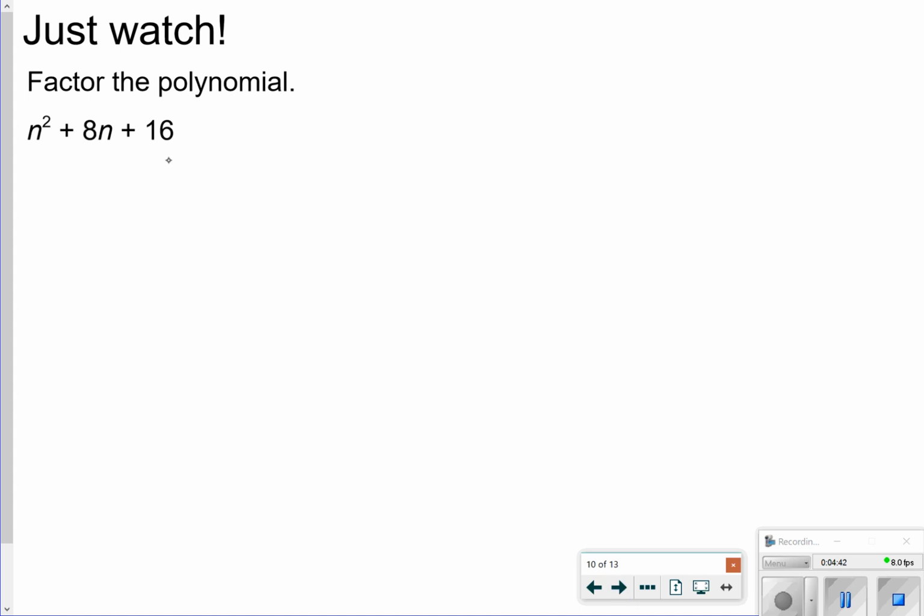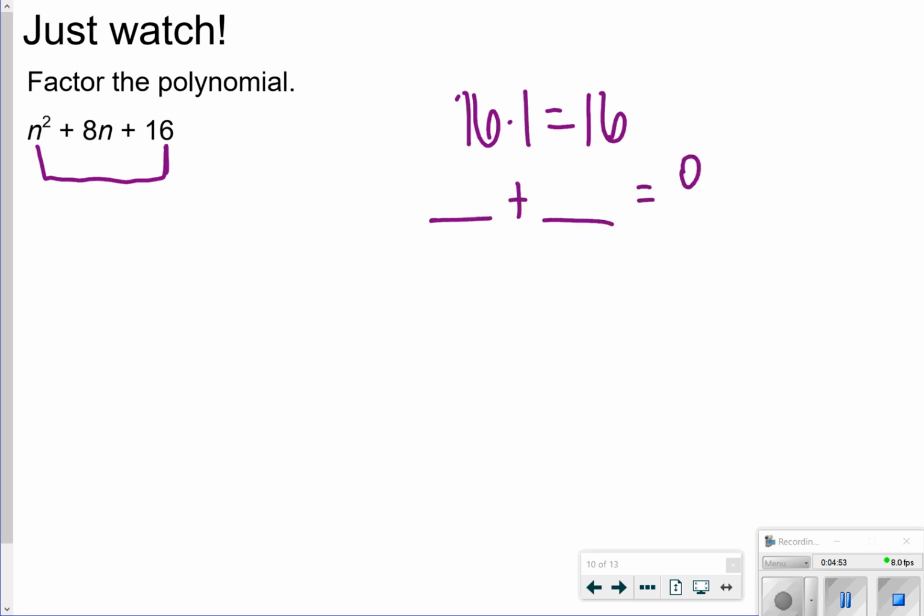We would find the product of 16 times n, or 16 times 1. That's going to give me 16. I also want to do something plus something to give me 8 while still using the product of 16.